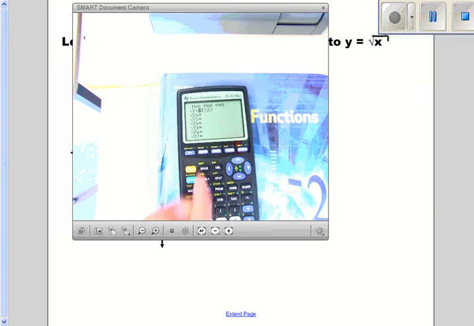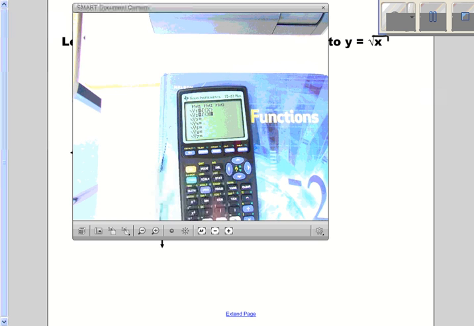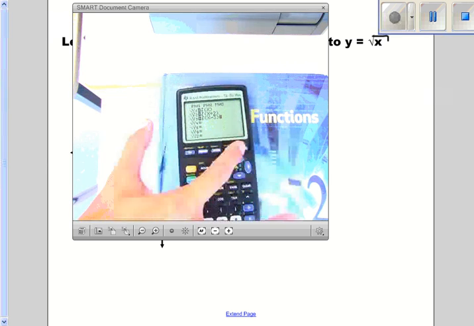I want the square root of bracket x plus 2. So the only thing that's changed with the way I type this in is that the bracket includes the plus 2. See if that makes any difference. The square root of x subtract 3 in brackets. All right, let's hit graph and see what happens.